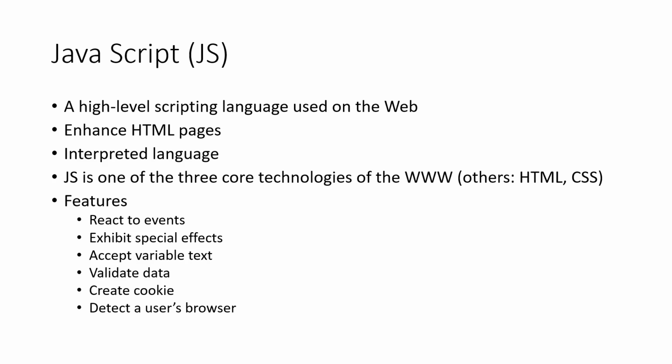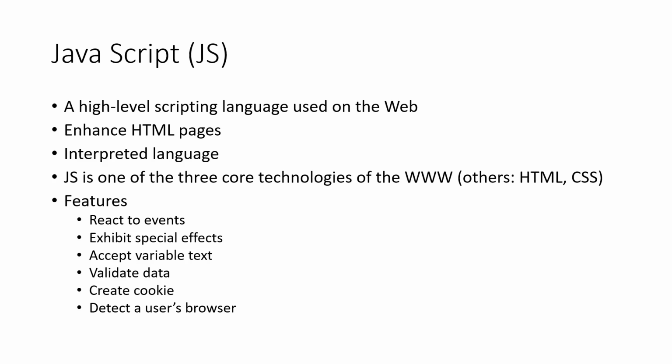So usually we say JavaScript is a high-level scripting language which is used on the web, and usually we can use it to enhance the interactivity of the pages we develop. Basically, JavaScript is an interpreted language, and that is one of the 3 core technologies of the World Wide Web. So what are the features?